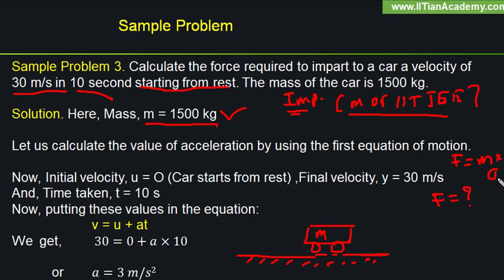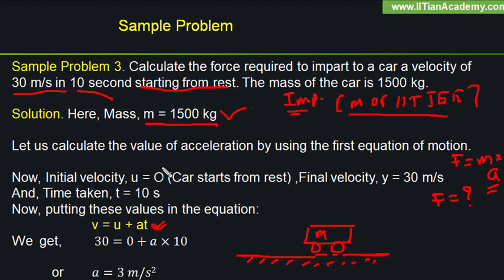Mass into acceleration. So if you want to calculate the force, mass is given. What you need is acceleration. Here you see acceleration is not directly given, so you have to calculate the acceleration. Now you have to remember the formula for acceleration when velocities are given. V is equal to U plus AT was the equation of motion, the first equation of motion.